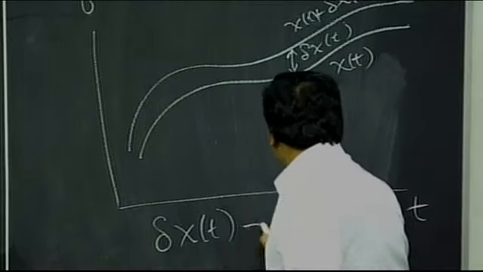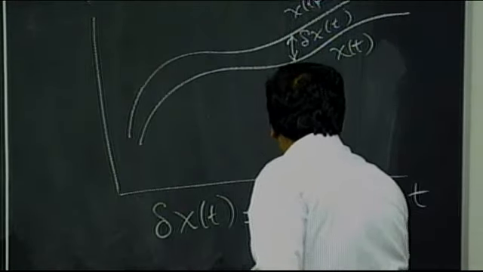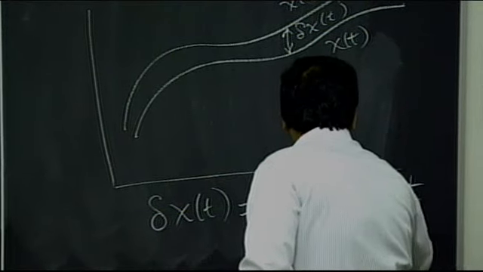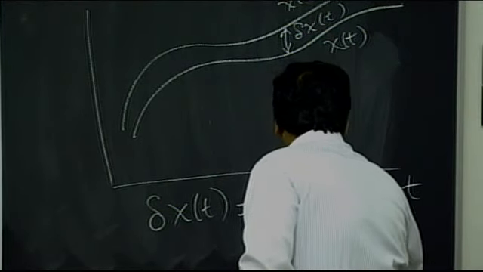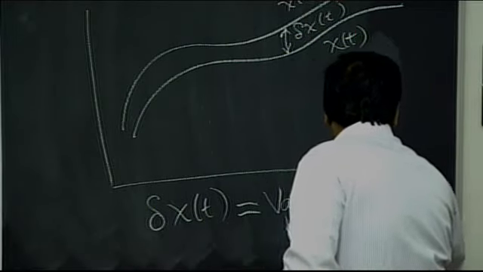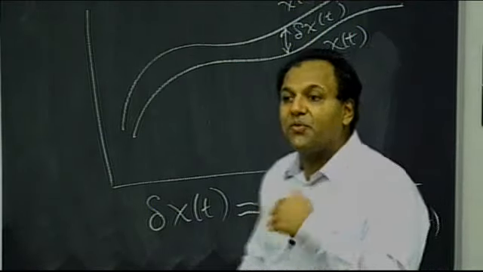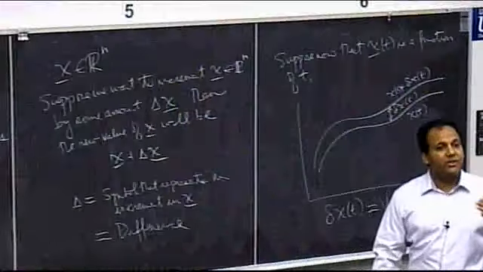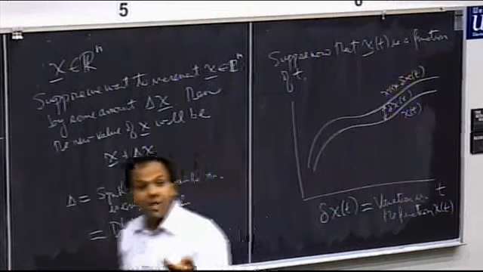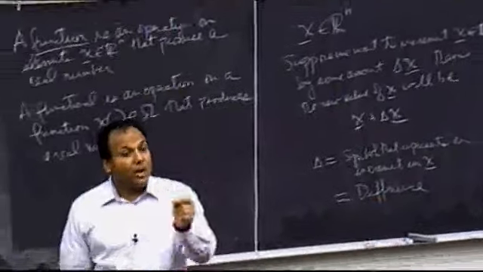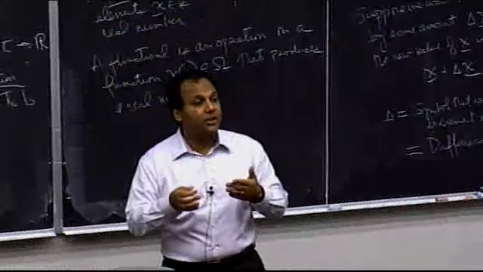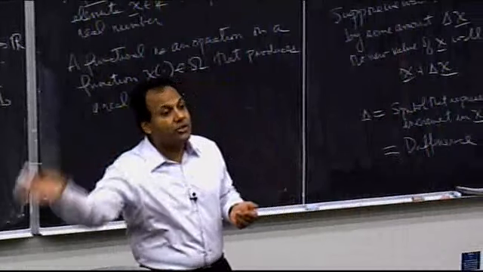What this is called is the variation in the function x of t. How does x vary? We don't talk about differences. We talk about variations, because variations are what drive changes in entire functions. We're varying the whole function, right?